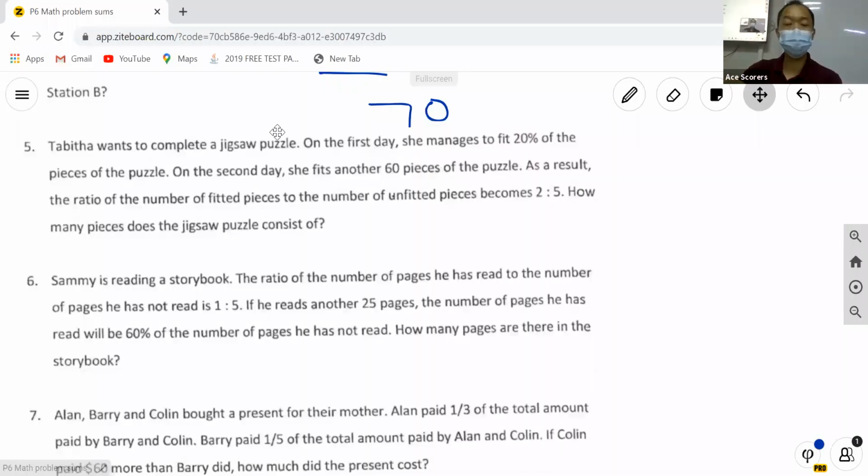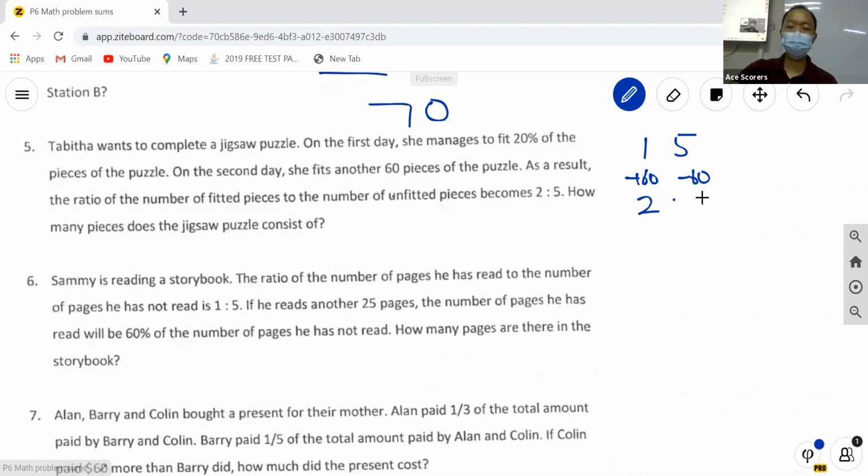The Ziteboard website. Okay, let's look at this. Tabitha wants to complete a jigsaw puzzle. On the first stage, 20%, so 1 is to 5 first. The second day she fits another 60, so here plus 60, and what's left will be minus 60. As a result, the ratio of the fitted to unfitted became 2 is to 5.